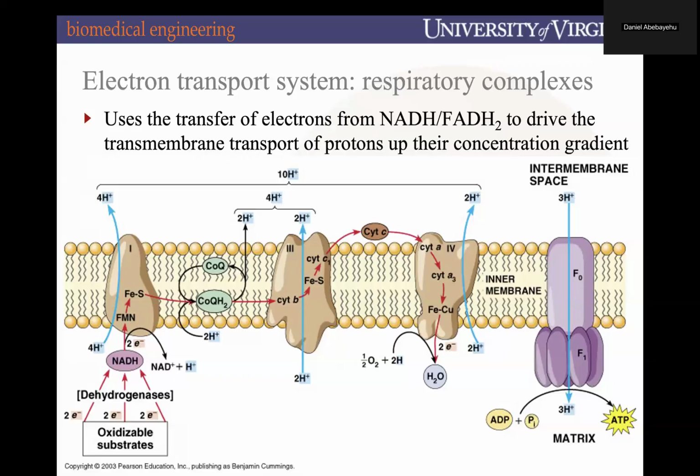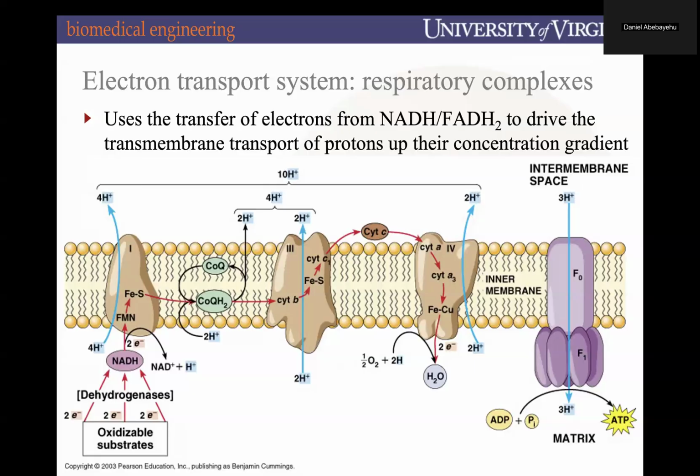So what happens first at complex 1: NADH is going to lose its electrons, and 4 hydrogen ions move across complex 1. It's important to remember how many hydrogen ions are moving across these complexes. Complex 1 will have 4 hydrogen ions moving across, and the electrons will then be passed on to these intermediate proteins, as well as iron sulfate. We also have coenzyme Q and these cytochrome proteins passing these electrons from one to another across the inner membrane to get to a point where we produce a couple of molecules at the end of the electron transport chain.